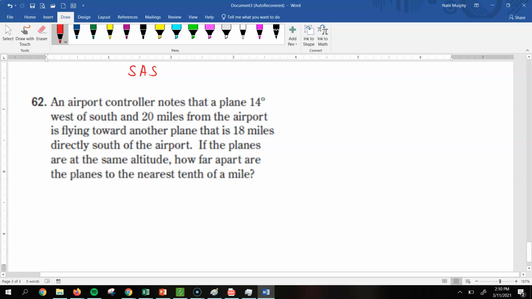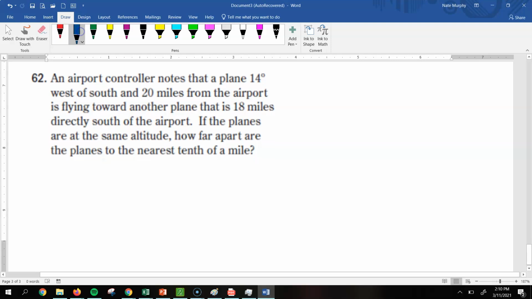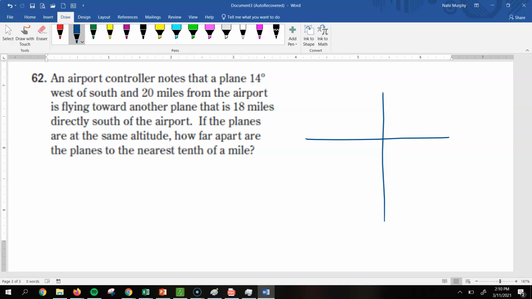All right, last problem. Let's look at this one. So this one, we're going to have to draw out a diagram. So we have an airport controller notes that a plane 14 degrees west of south and 20 miles from the airport is flying toward another plane that is 18 miles directly south of the airport. The planes are at the same altitude. How far are the planes to the nearest tenth of a mile?